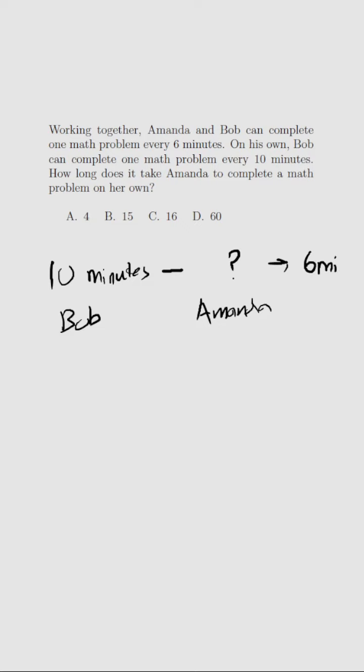So they write something like this, right? So 10 minus maybe Amanda equals 6. And then they get Amanda equals 4. Okay? But of course, this answer doesn't make any sense. How can Amanda complete a math problem faster than if she was working with Bob on a question? It makes no sense, right? Amanda must take longer than 6 minutes.